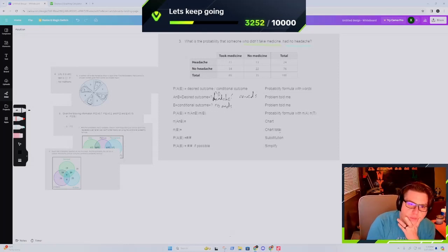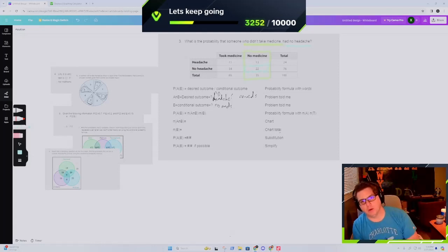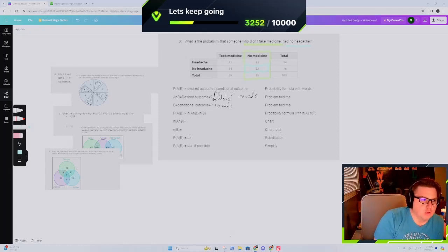So when we look at this, we want the number of people with no meds. So we're focusing in on the no meds. Let's highlight that in the right color, because we said people who didn't take medicine, we put in green. Now, with no headache, we're focused on these people right here, because our condition has to be no medicine. So we can't use anything outside of that green box. So what we want is no headache and no meds. That's going to be 22. And then no meds total is going to be 35.